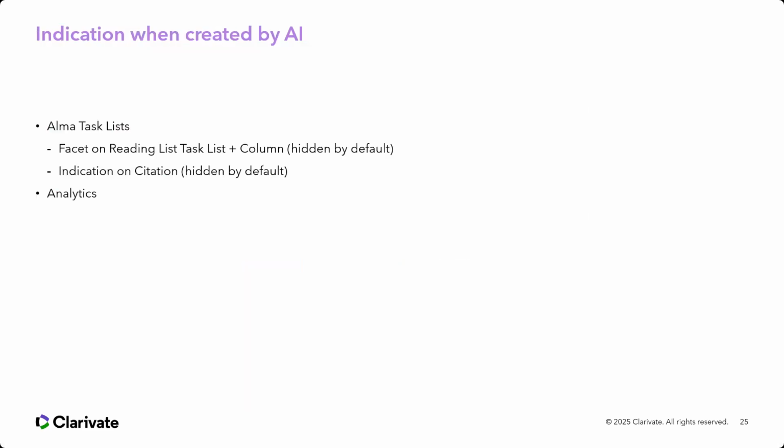And the other thing that we'll be adding is the data or an indication inside the ALMA task lists. So you saw the indication already in the Leganto interface, but also in the ALMA task lists. There'll be a facet on the reading list screen. There'll also be a column on the reading list screen. There'll be an indication when you're looking at the list of citations. These additional pieces of those task lists are hidden by default. So if you don't want to see them, you don't have to.